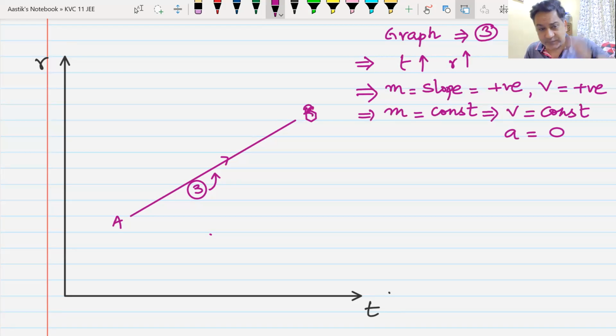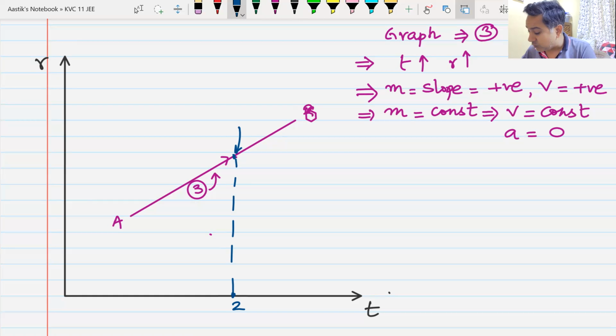As time increases, the particle position is increasing. Slope is positive. Slope is constant. Velocity is positive. Velocity is constant. Acceleration is 0. Now, since velocity is constant, if someone asks what is the velocity at 2 seconds, to find out the velocity at 2 seconds, you will find the slope at this point. But it is a constant slope graph.